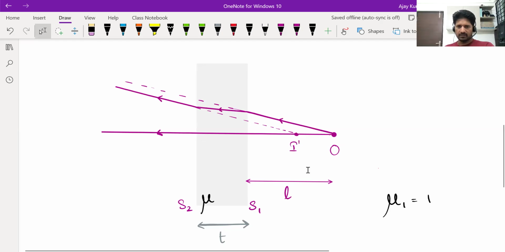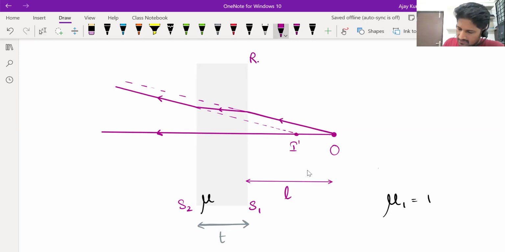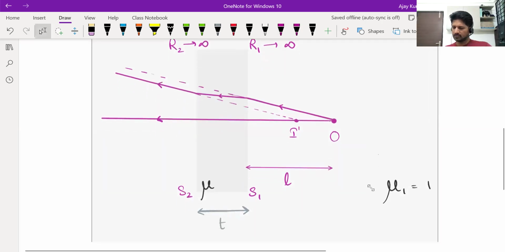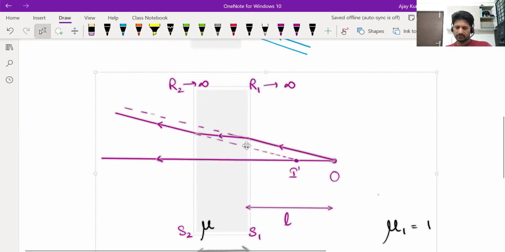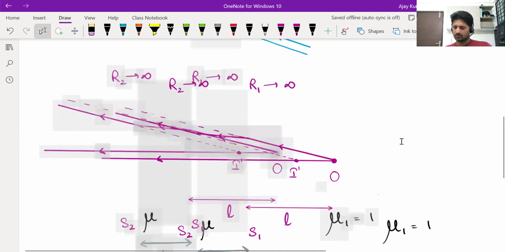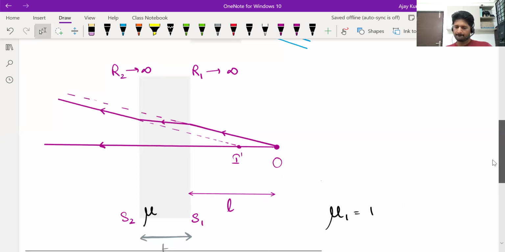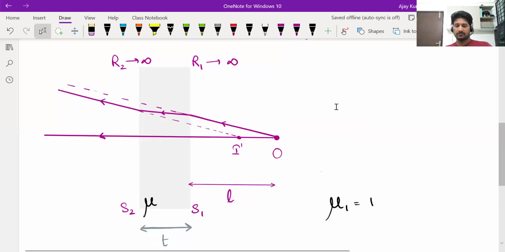We know the refractive indices. The surfaces are flat, so the radius is infinite. Radius of the first surface tends to infinity. Radius of the second surface also tends to infinity. Can one of you tell me the steps that you need to take to calculate that image distance finally? There are two refractions happening. What to do?